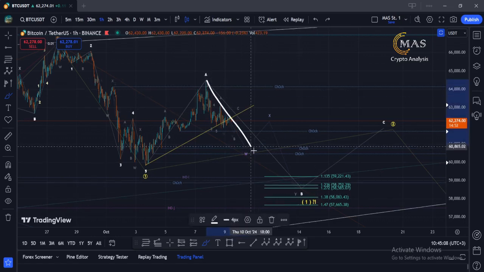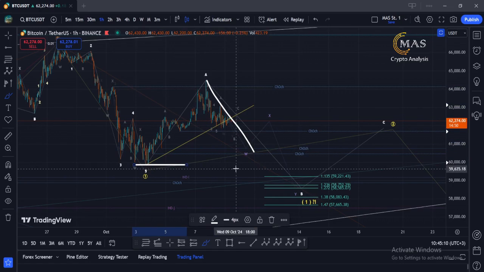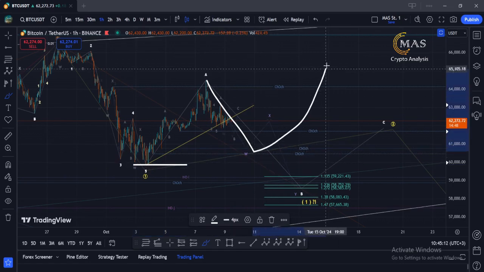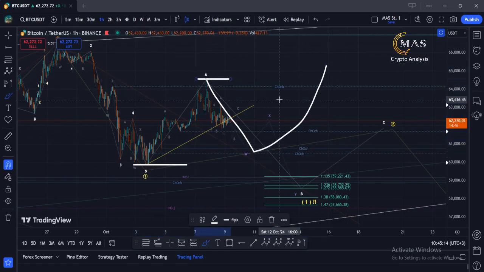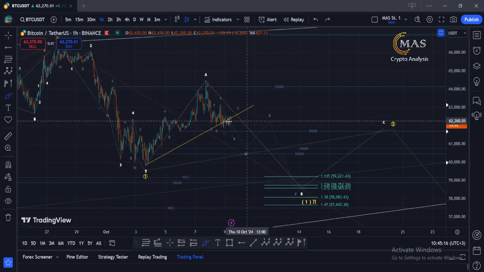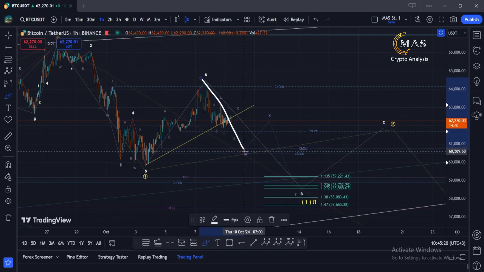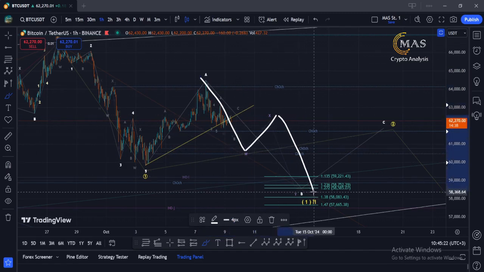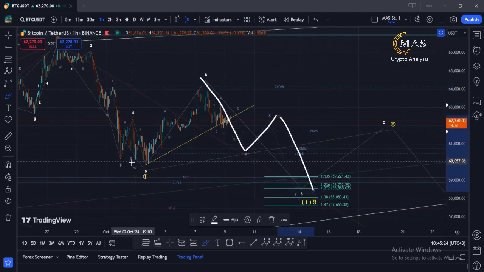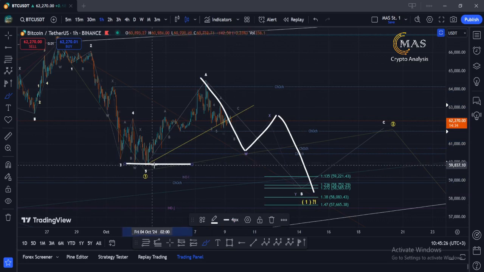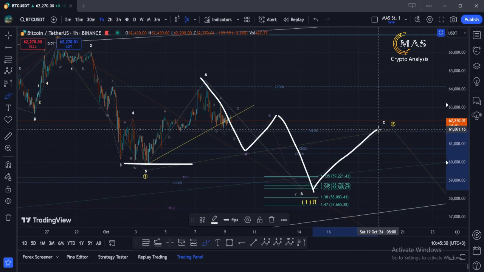Maybe it ends here before breaking this low. Then I expect to see the C higher than this A, and this is the first one. But if we go here, create this purple W and X and Y, and end this B below this low to create a lower low here, I expect to end this C as a running flat pattern.